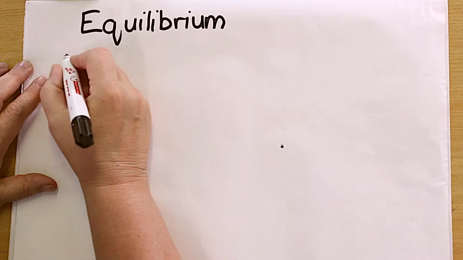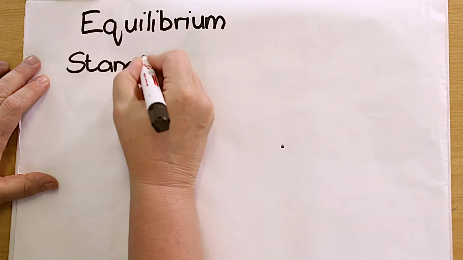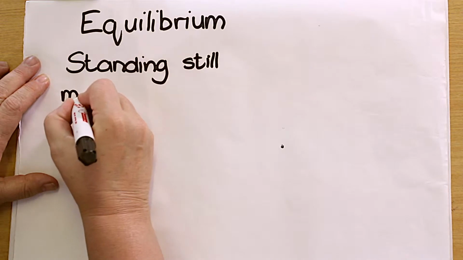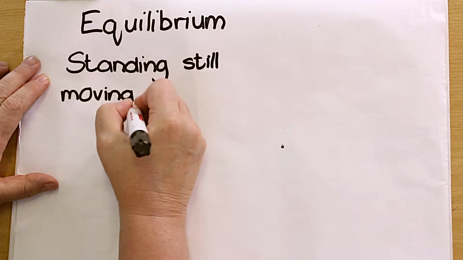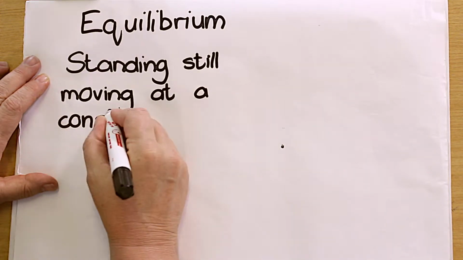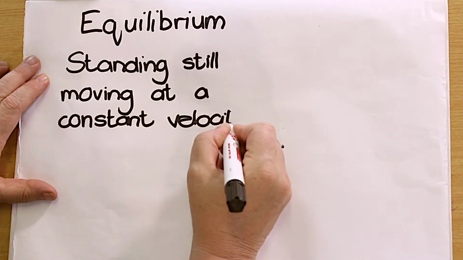What does it mean for a system to be in equilibrium? It means an object is either standing still or it is moving at a constant velocity. Yes, a car that is moving at 60 kilometers an hour and it keeps that speed is a system that is in equilibrium.